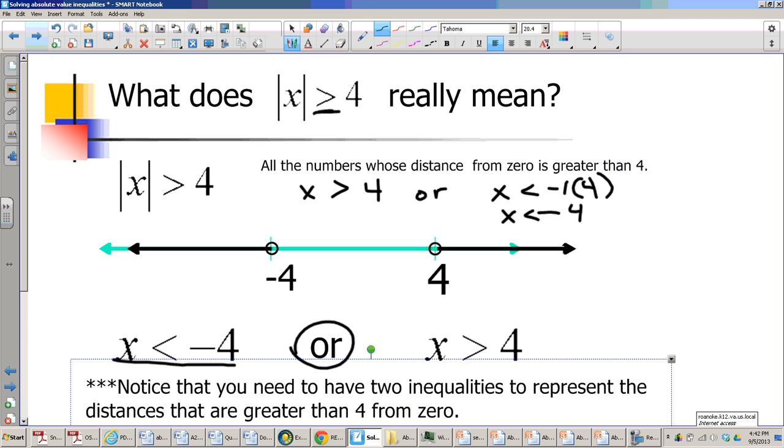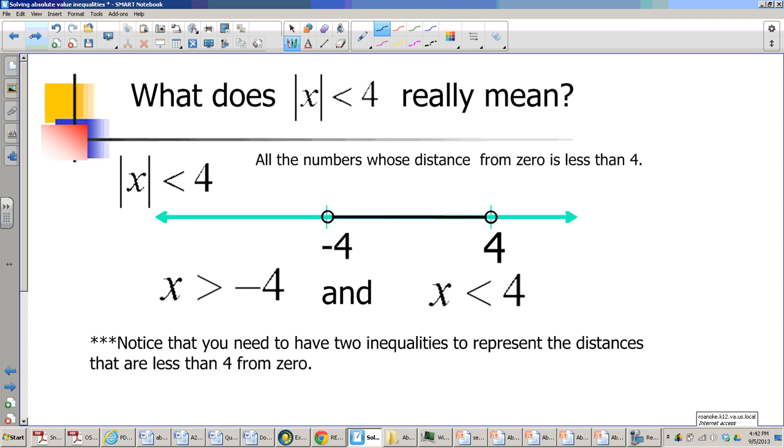Look at the graph. We have an open circle on 4 and negative 4. Negative 4 is pointing to the left, so we point left. Positive 4 is pointing to the right with an open circle. Notice that you need to have two inequalities to represent the distances that are greater than 4 from 0. Remember what we said, an or statement normally points opposite each other.